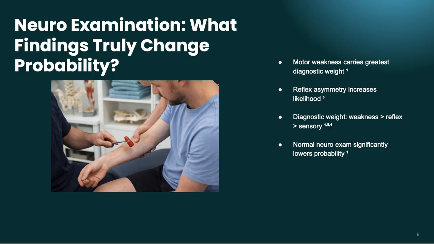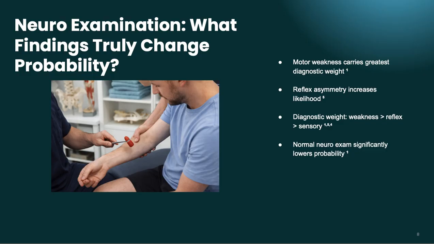Reflex asymmetry meaningfully improves diagnostic accuracy when nerve root consistent. Sensory findings alone show limited specificity. So critically, they say, quote, in the absence of objective neurologic deficits, the likelihood of clinically significant radiculopathy decreases. So your hierarchy goes like this: weakness, reflex changes, sensory loss, which alone is insufficient. And if all of that is normal, then the likelihood that they're dealing with a radiculopathy is significantly decreased.